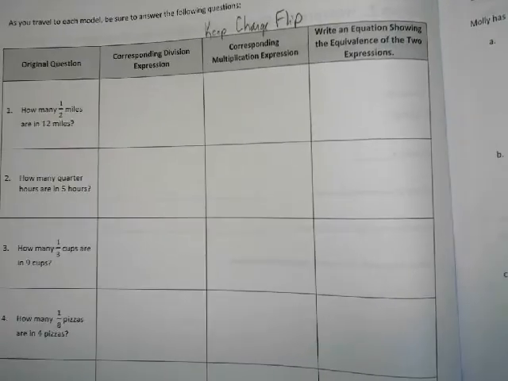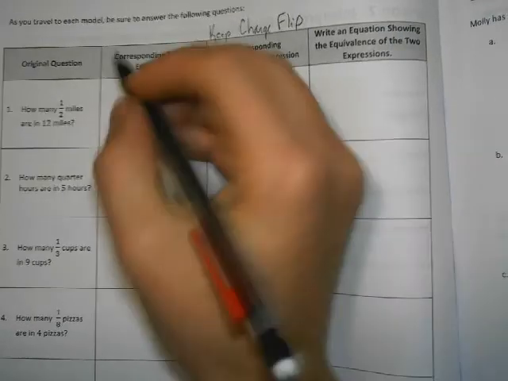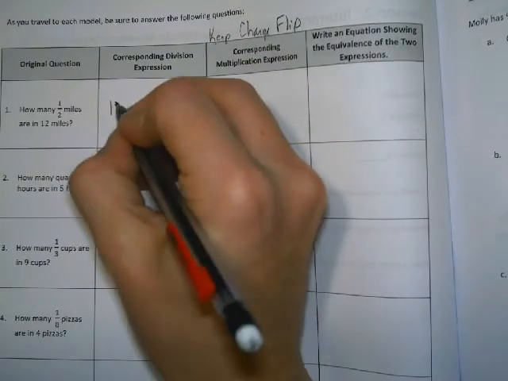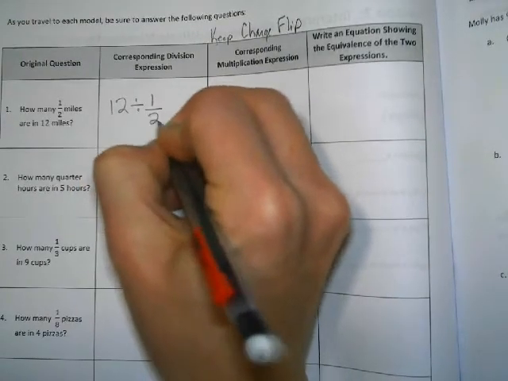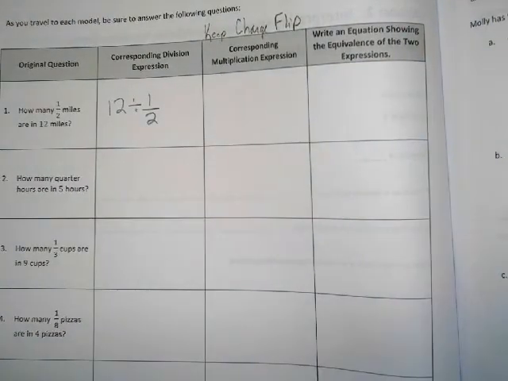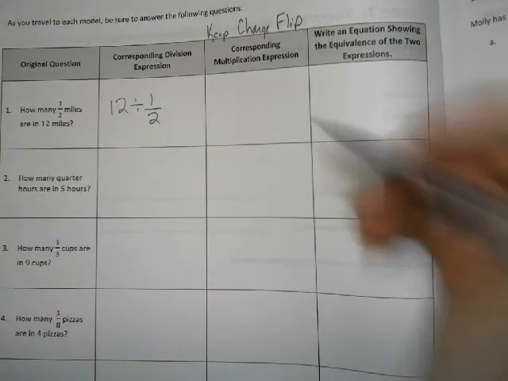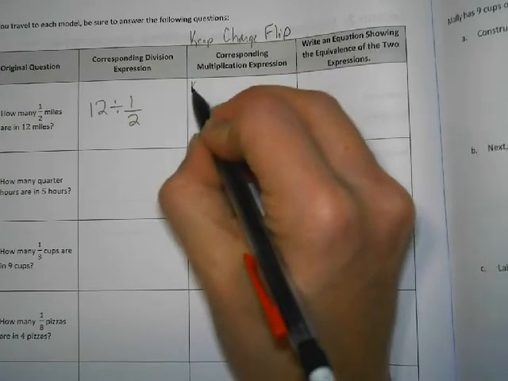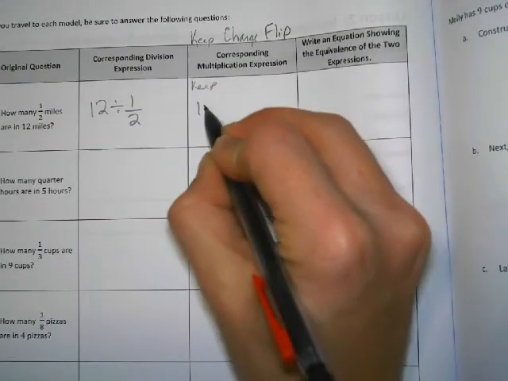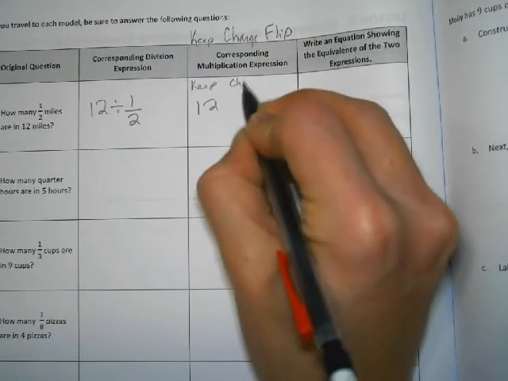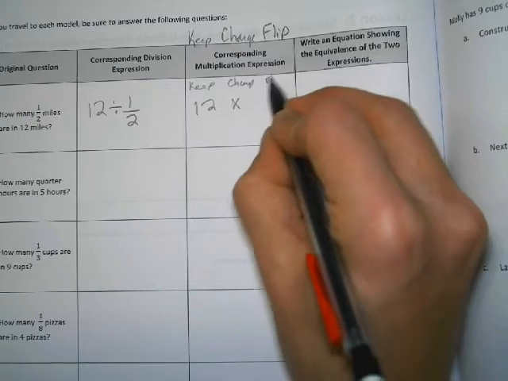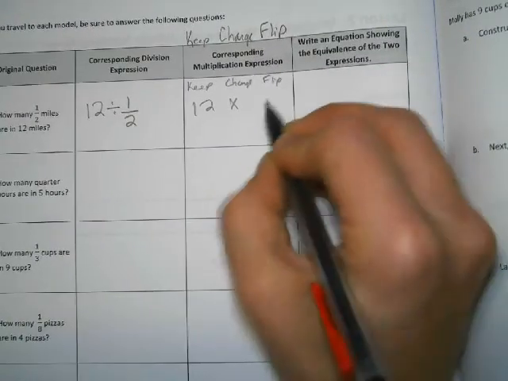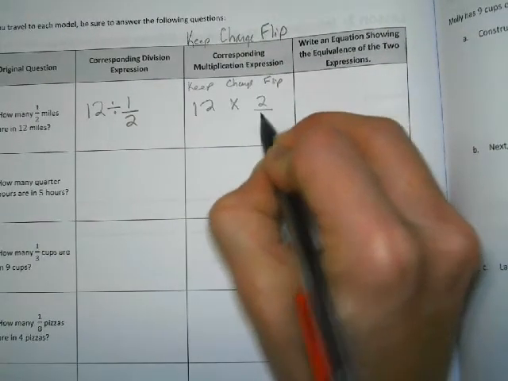So the first one, how many half miles are in 12 miles? We have 12 miles. What we need is half mile. So this is my division. My corresponding multiplication, well, I have to keep the first one, so that's 12. I have to change my operation, so that's multiplication. And then I have to flip my last number over, which would make that 2 over 1.